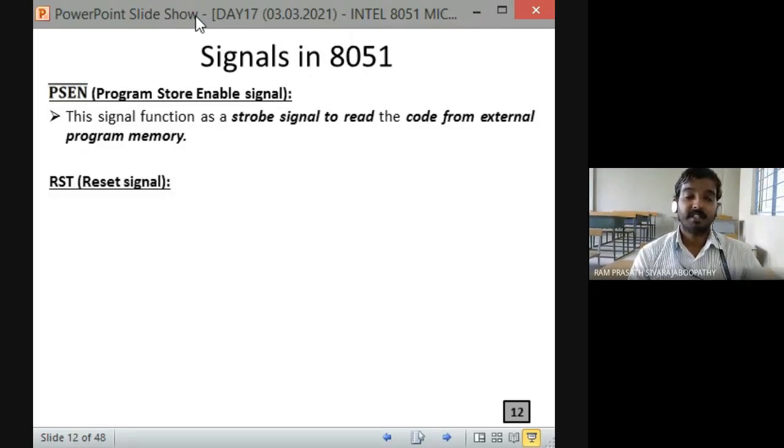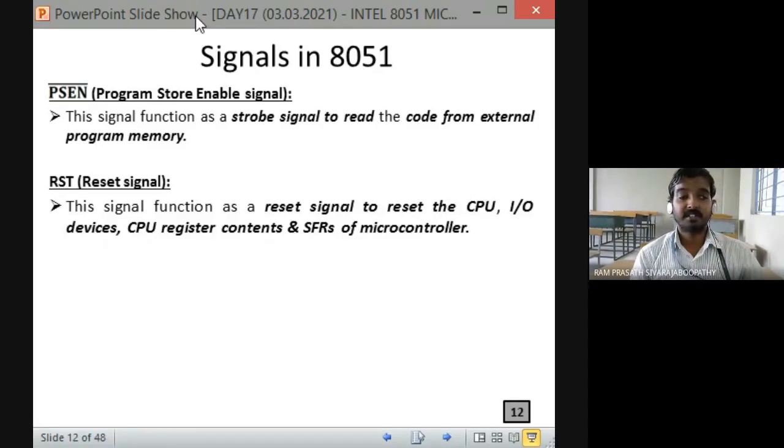Then RST, the reset signal. This signal functions as a reset signal to reset the CPU, IO devices, and all the internal things of the 8051 microcontroller. Fine. So this signal resets all the internal components of your 8051 microcontroller. Here, is the reset signal active high or active low? Can you people type it in the chat? The reset signal of the 8051 microcontroller is active high or active low?